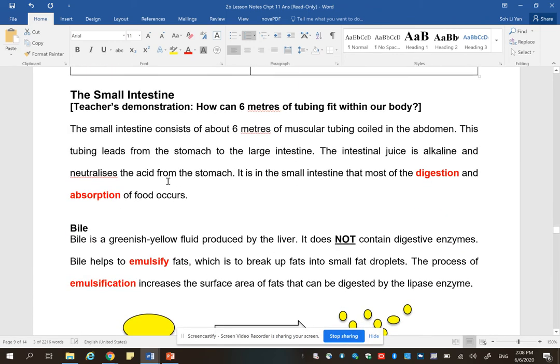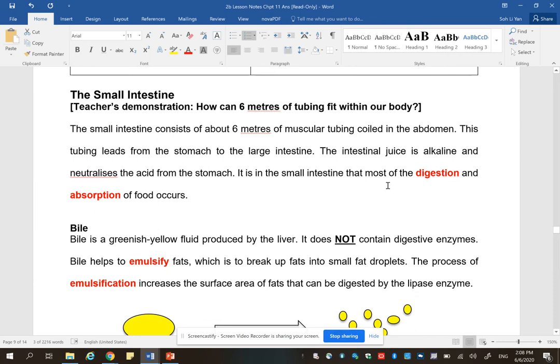Okay, then after the stomach, we move on to the small intestine. Okay, I won't be giving you this demonstration, but for information, the small intestine is about 6 meters long, so it's really highly coiled to fit in our abdomen. So this tubing leads from the stomach to the large intestine. And the intestinal juice is alkaline and helps to neutralize the acid from the stomach, and it's in the small intestine that most of the digestion and absorption of food occurs.